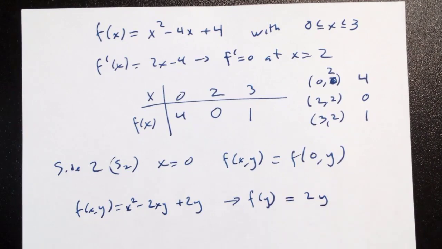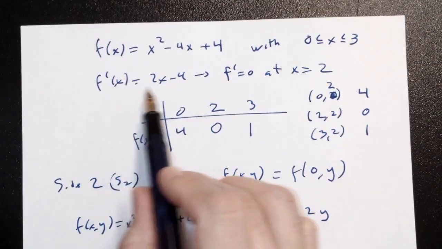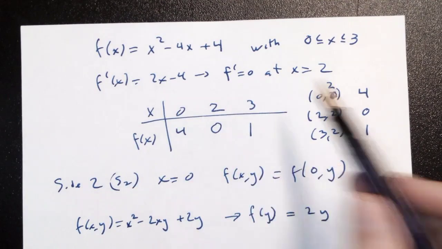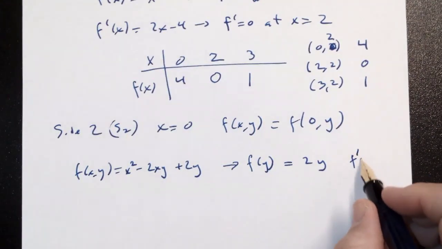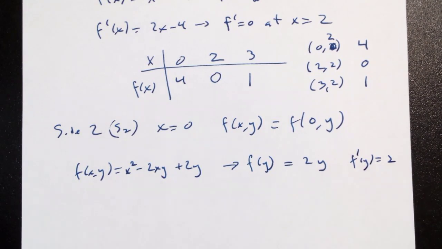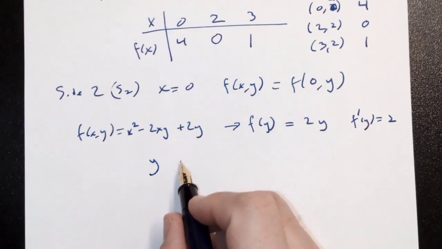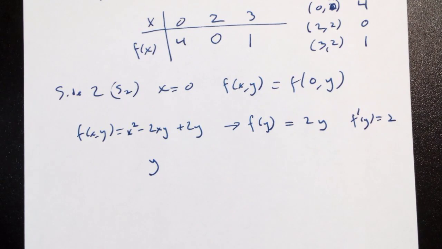Hey, wait a minute, that's a straight line. So the maximum and minimum have to be at the ends. There's no critical point. So I can skip this part because I know f prime is never 0. F prime of y is always 2. So the only numbers I have to check are the ends. Wait a minute. What are the ends of this section?